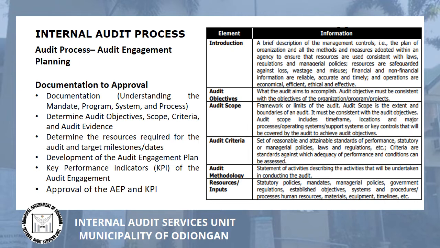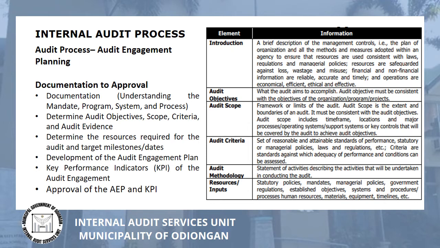Next is the determination of the audit objectives, scope, criteria, and audit evidence. Individual audits within a particular audit plan should be based on defined audit objectives, scope, and criteria. They should be consistent with the overall audit plan objectives. Audit objectives are based on the information gathered and analyzed during the understanding of the agency, program, and project. The objective and the scope of the audit can be defined.